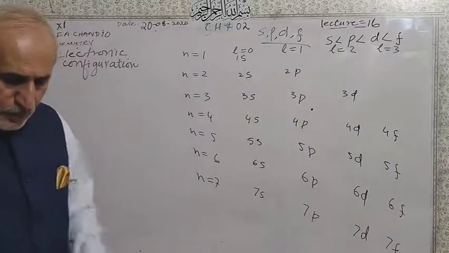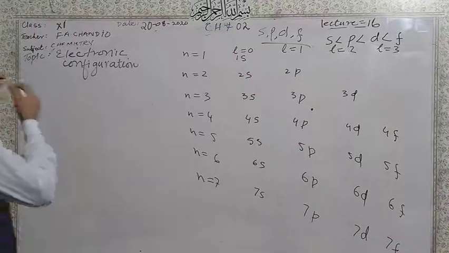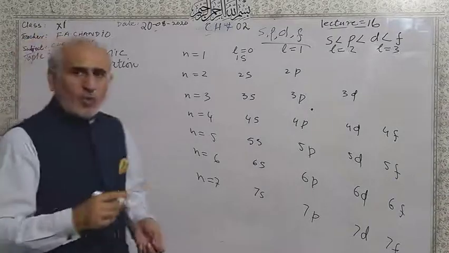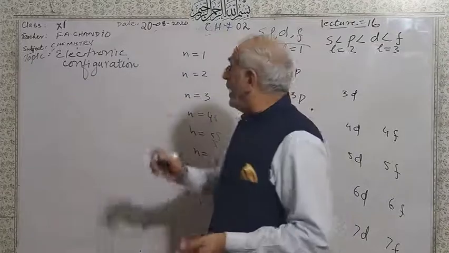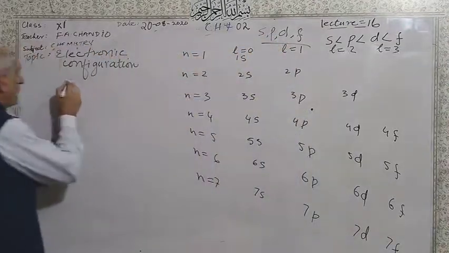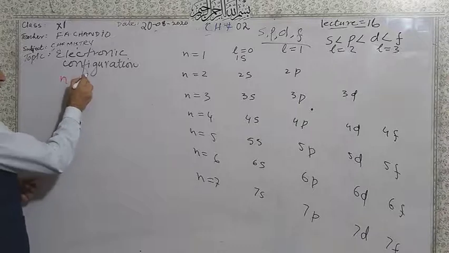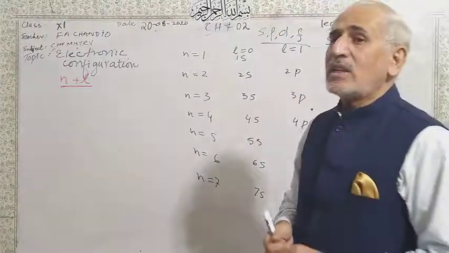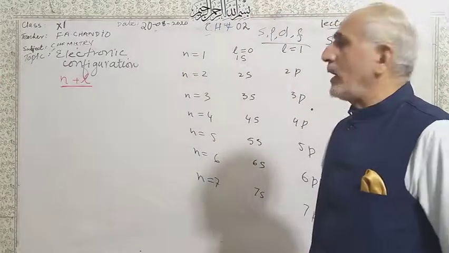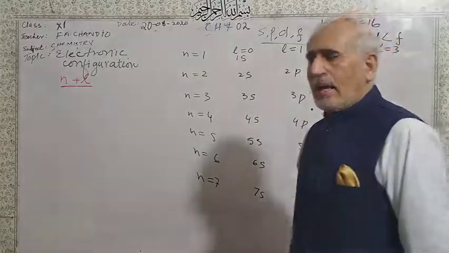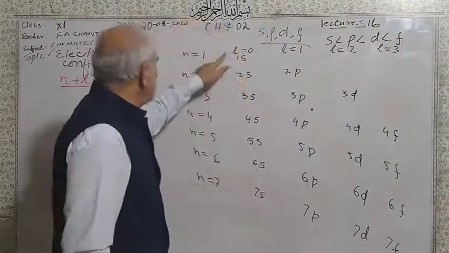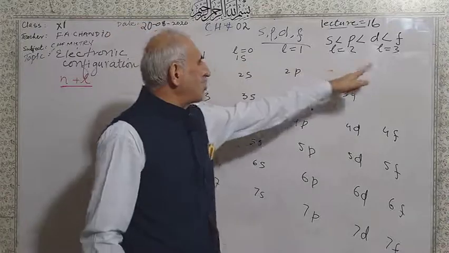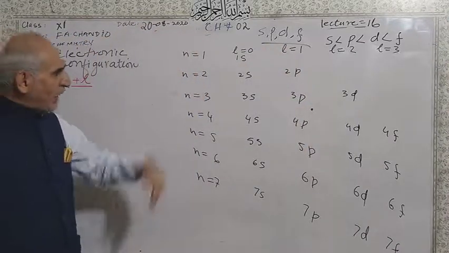Now, I am telling you, when you are going to fill the orbitals according to Aufbau principle, increasing the energy, the formula we use is n plus l. This explains the energy of the orbital. I will explain. n plus l. n is the principal quantum number, 1, 2, 3, 4, 5, 6, 7. And the l value is 0 as in s, like this one. So we have to complete.